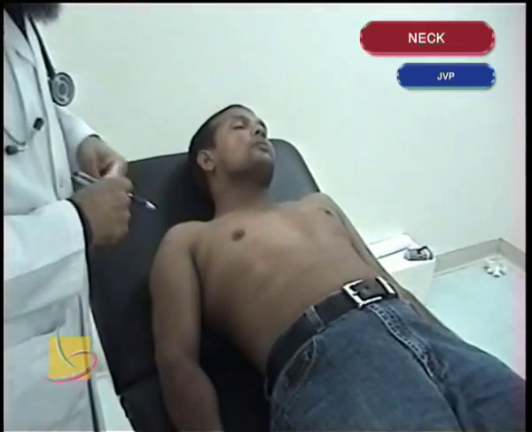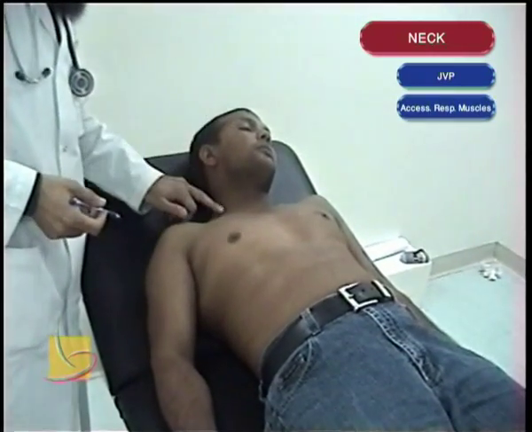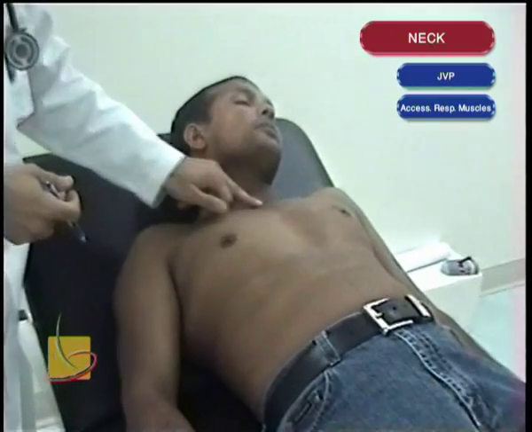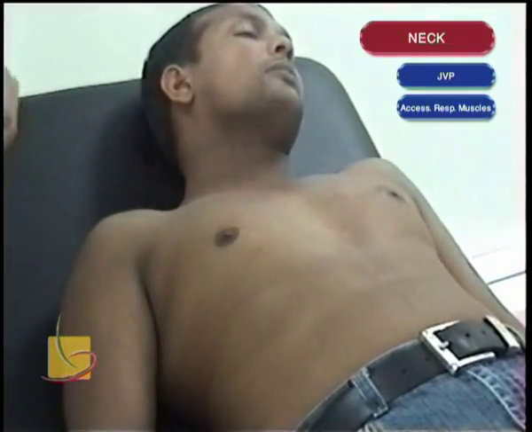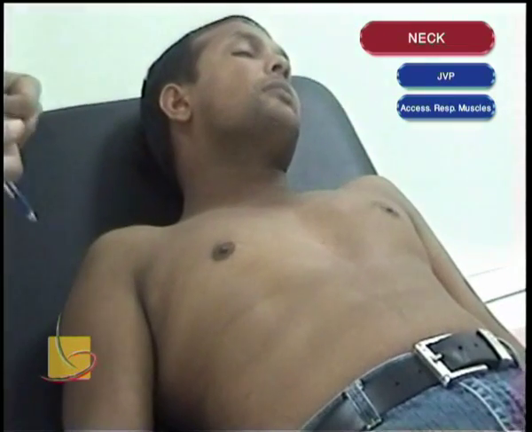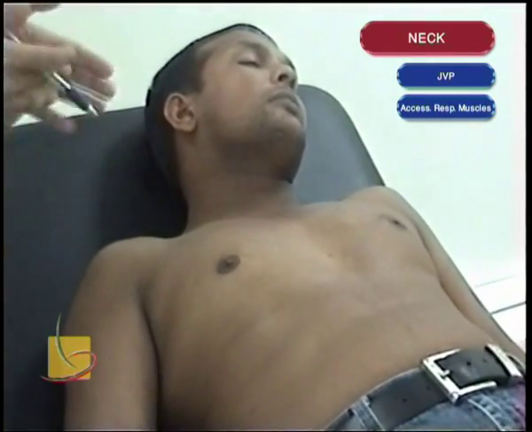Check for lower limb edema. And then take this opportunity and look for the sternomastoid, the one I've shown to you, and the other accessory muscles of respiration. They are contracting during inspiration, and this condition means that the patient is using his accessory muscles.